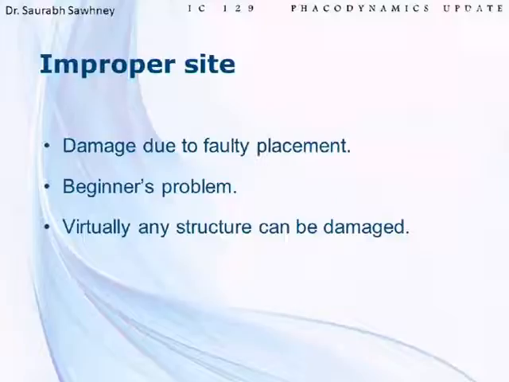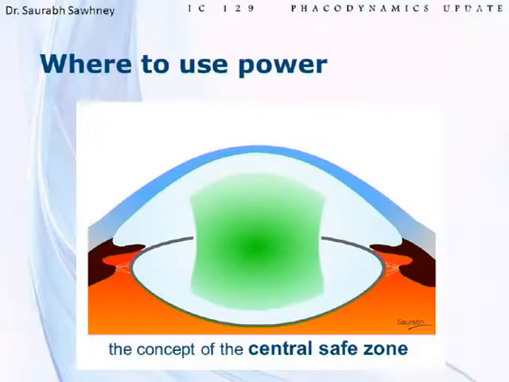A good idea would be to stay in what is called the central safe zone. So the center of the anterior segment, both horizontally and vertically, is a good place to be. This is where all the intraocular structures are the farthest apart from each other. The more peripheral you get, the closer the structures start to crowd together. So in the center, you are well away from the endothelium as well as from the posterior capsule, and it gives you a margin of error.